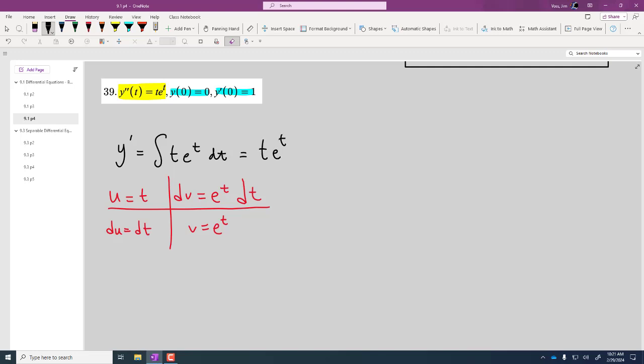Okay. Oh, so c0. I put in the wrong thing. So both c's are equal to 2, if I'm getting it right. I could be wrong. So did everybody get that same y prime? t e to the t minus e to the t plus 2?